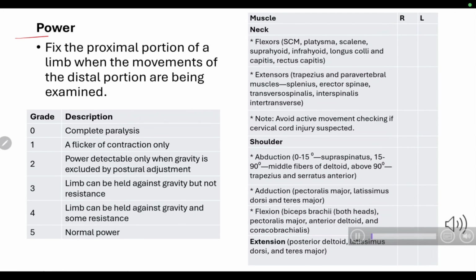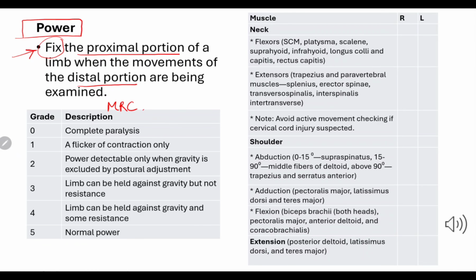Next up is power. Here is a golden rule of the pro forma. Always fix the proximal portion of a limb when examining the movements of the distal portion. We grade power strictly using the Medical Research Council scale from 0 to 5. Grade 0 means complete paralysis. Grade 1 is a mere flicker of contraction.